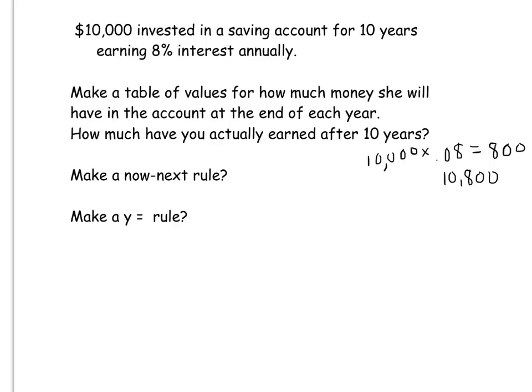If you want to calculate the total amount of money, not just the 8%, you have to take how much money you started with and add on the 8% of it. So if we were to make that into a now next rule, we'd have to take where we are now times the 0.08 for 8%, and then we'd have to add that to the amount of money we had now. That would give us the next amount of money in the account.